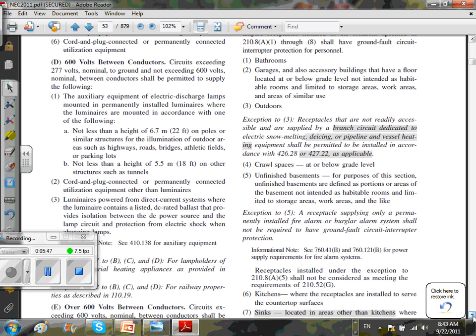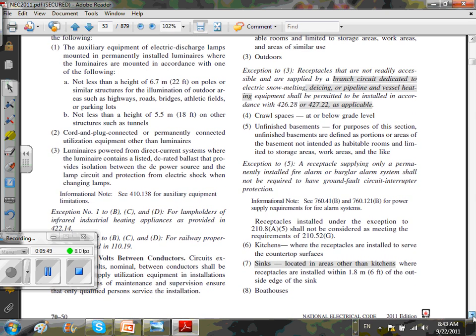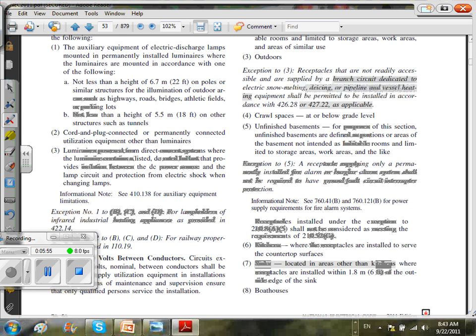there are a couple of other locations. So we talked about the outdoor, crawl space, unfinished basement. We have also in the kitchen, all the countertops, anything within 6 feet of a sink, excluding the sink, bath, boat houses, if you have one. So all these locations need ground fault circuit protection.